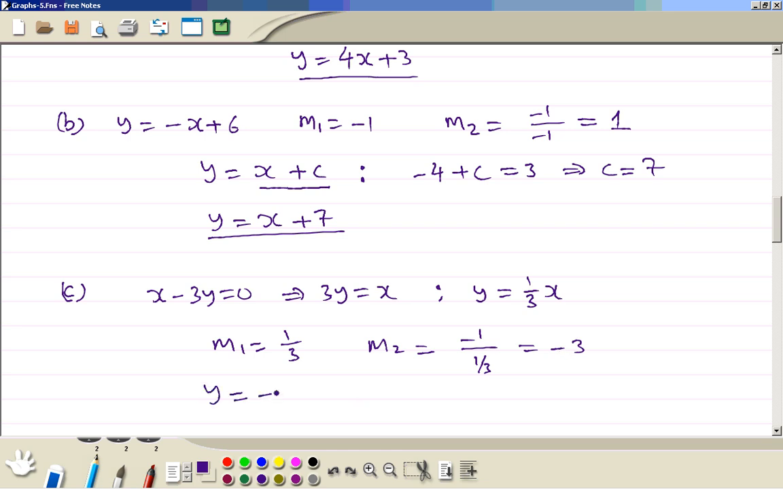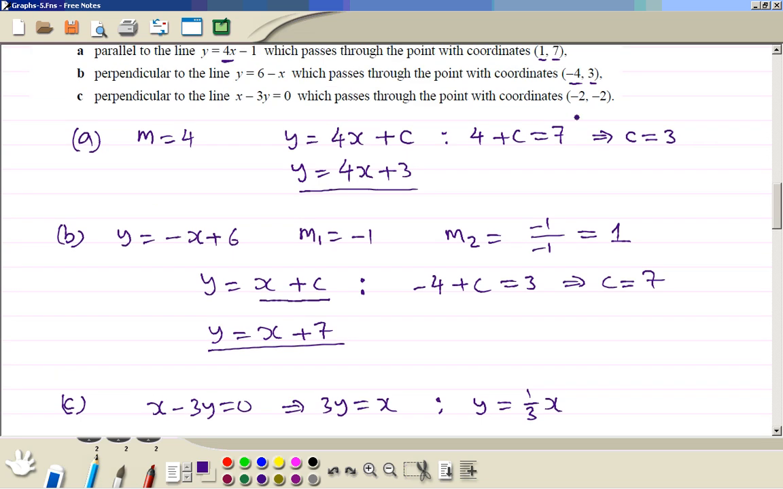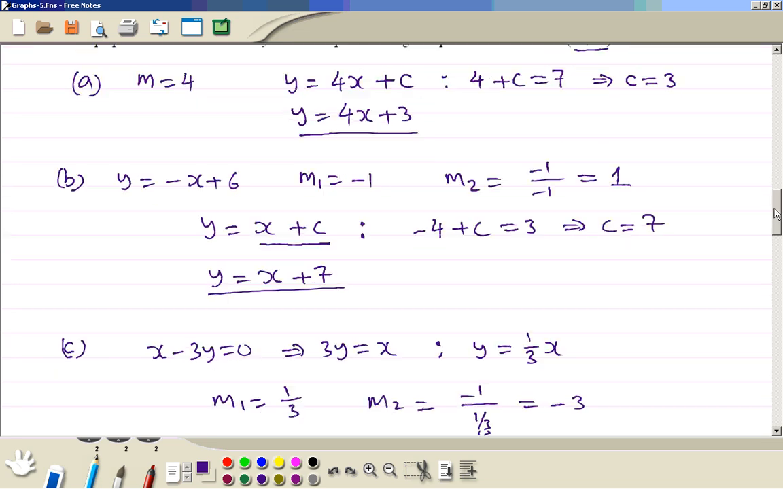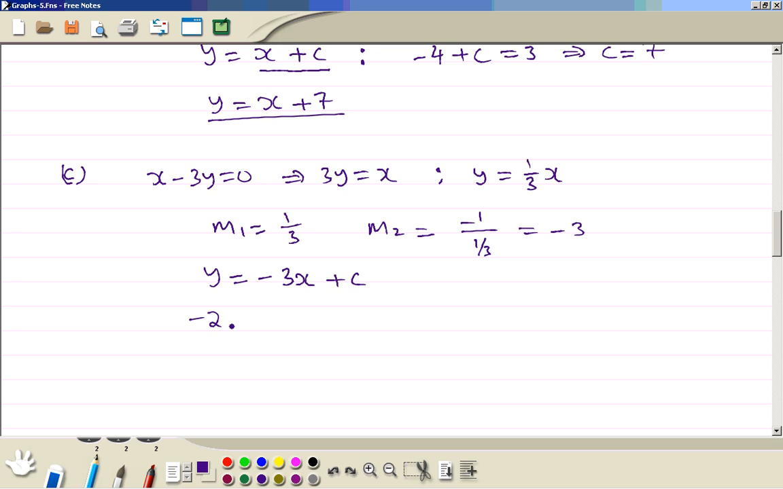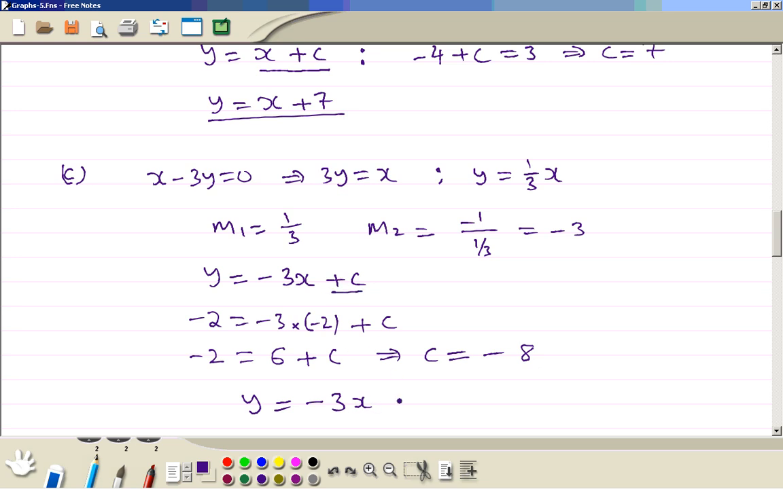So the equation is y equal to minus 3x plus c. Then we substitute these two numbers, minus 2, minus 2, so minus 2 equals plus 6 plus c. So from this equation we get c equal to minus 8. So therefore the equation is y equal to minus 3x minus 8.